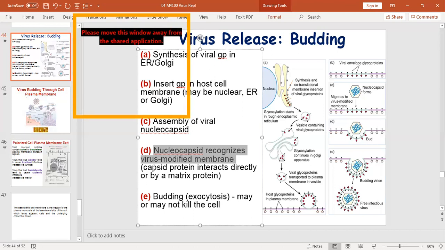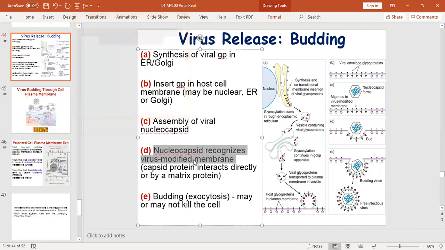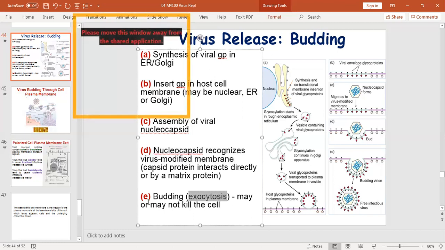So the capsid proteins, either directly or indirectly through a matrix protein, will interact with the virally modified plasma membrane, and then through a process called exocytosis, or budding, the virus will exit the host cell. The process of budding may or may not kill the host cell, whereas the process of cell lysis will definitely kill the host cell.